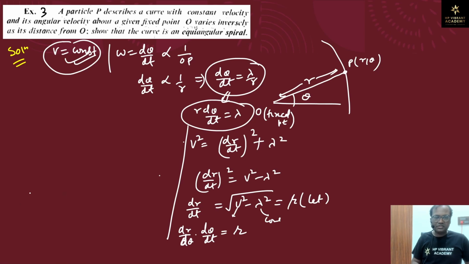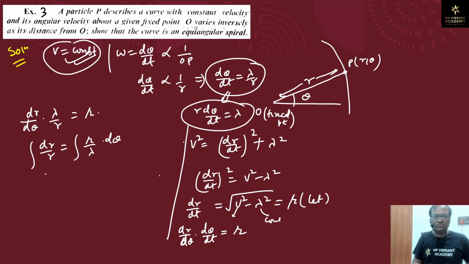So we have (dr/dθ) into (dθ/dt) is λ/r, so λ/r is equal to μ. So this we can write as dr/r is equal to (μ/λ) into dθ. Let us integrate this. So we have log r is equal to (μ/λ) into θ plus log c.